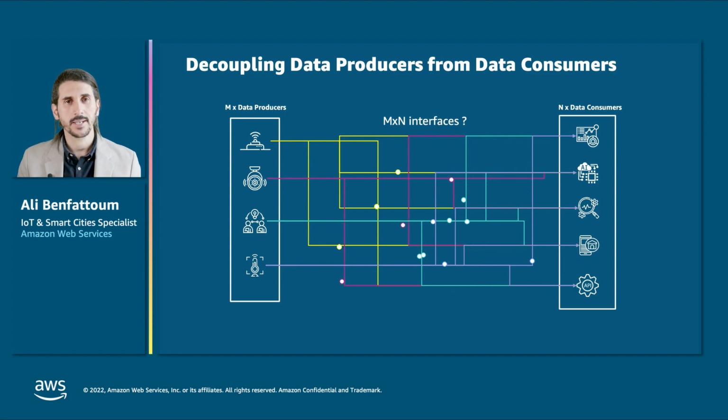In most cases, each data producer has its own data format. For example, an air quality sensor will send data in a format that will be different from an air quality sensor from another manufacturer. When data producers and data consumers are coupled to each other, all data consumers will need to be aware of the data format of each data producer to be able to consume the data.